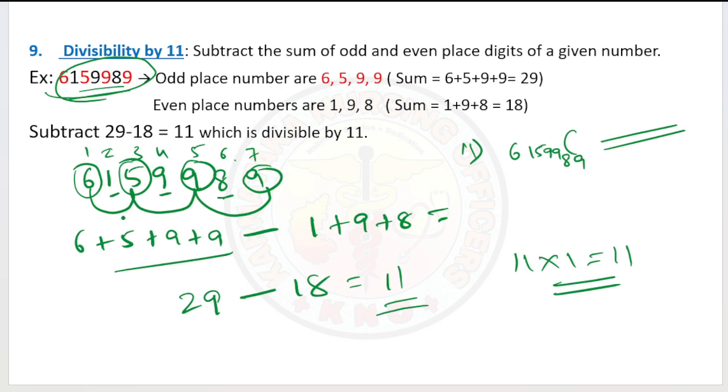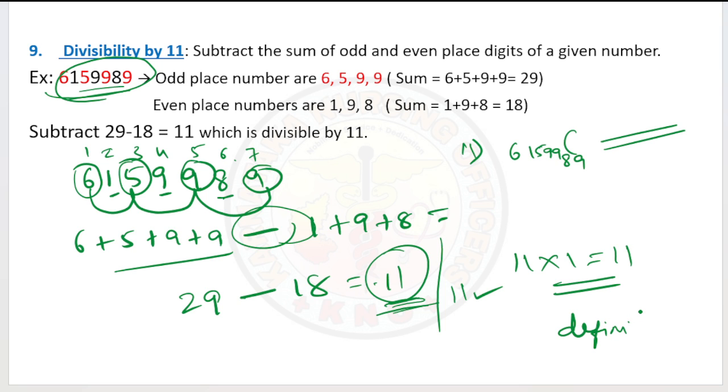That is, add the odd place digits and add the even place digits, do the subtraction, that gives a 2-digit number, that is 11. Check whether that number is divisible by 11 or not. So that gives a definite answer. Correct? Within a minute only you will get the answer. Understood? So these are all the rules of divisibility.